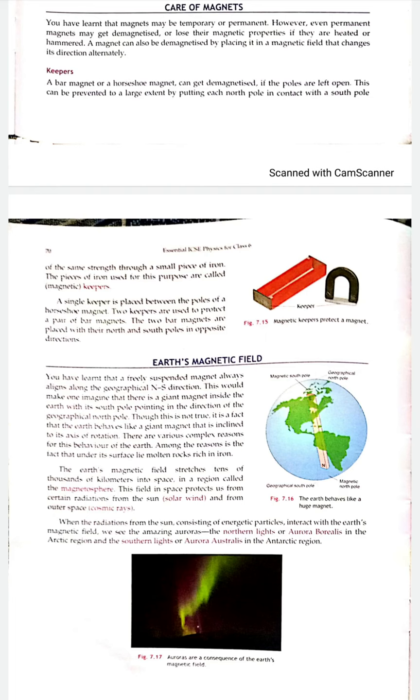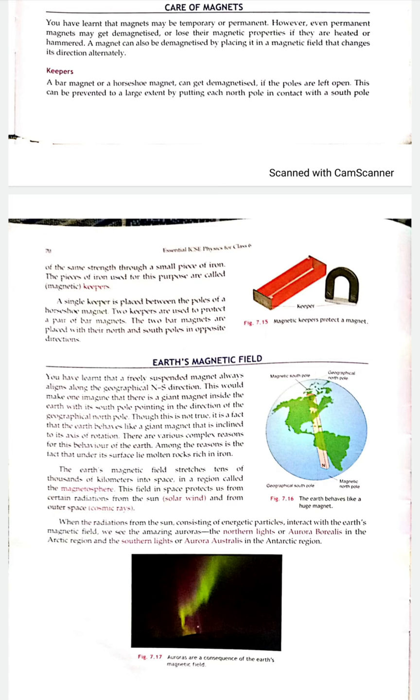We may think that this earth's magnetic field arises due to a large bar magnet present at the center of the earth, which produces such a strong magnetic field that, under its effect, our suspended bar magnet always points along the geographical north, geographical south direction. This magnetic field produced by the earth stretches up to tens of thousands of kilometers into space. It reaches up to a region which is known as the magnetosphere.